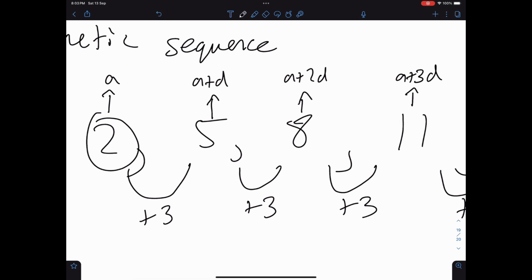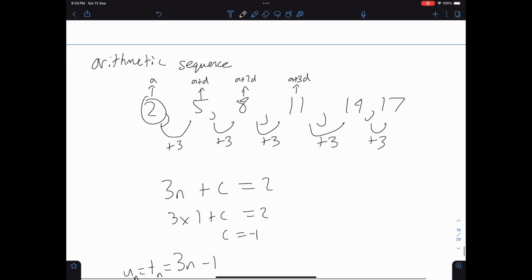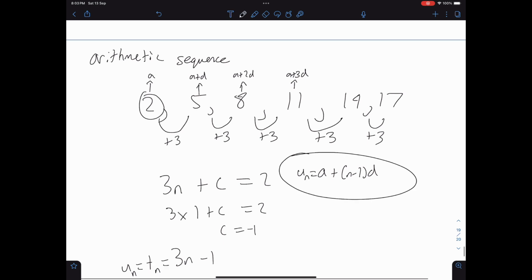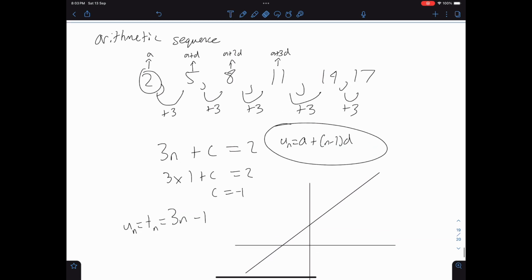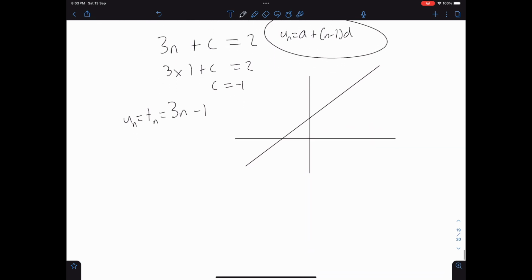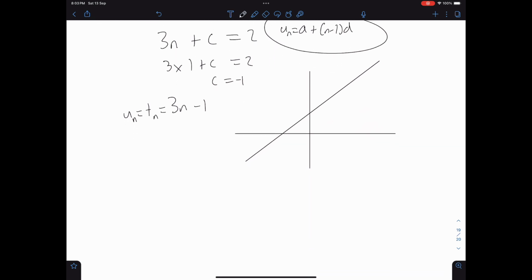You start adding d from number 2 onwards. So that's actually a plus n minus 1 d. And this is a formula that you get in the formula book. Arithmetic sequences are straight lines on graphs. So obviously a very easy question would be, they give you the first term and the difference, and it asks you for the 9th term or something. Very easy stuff.